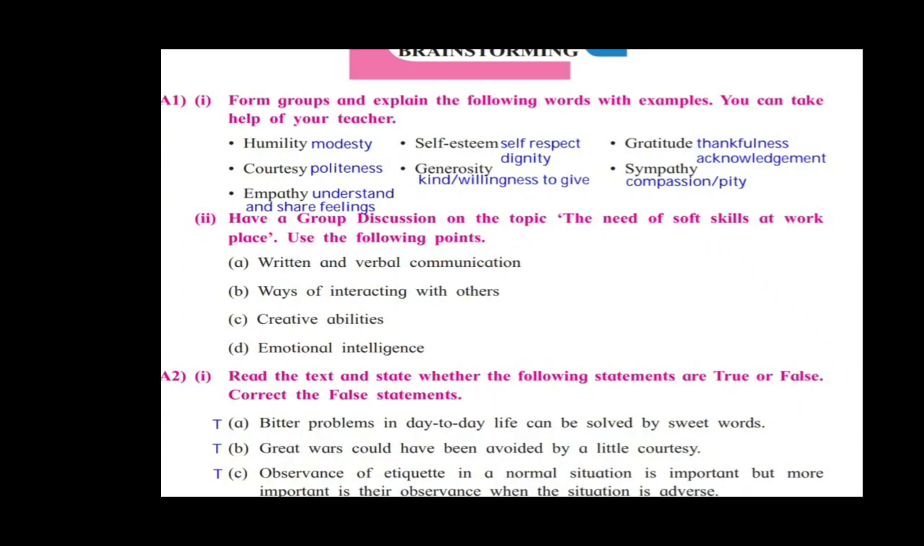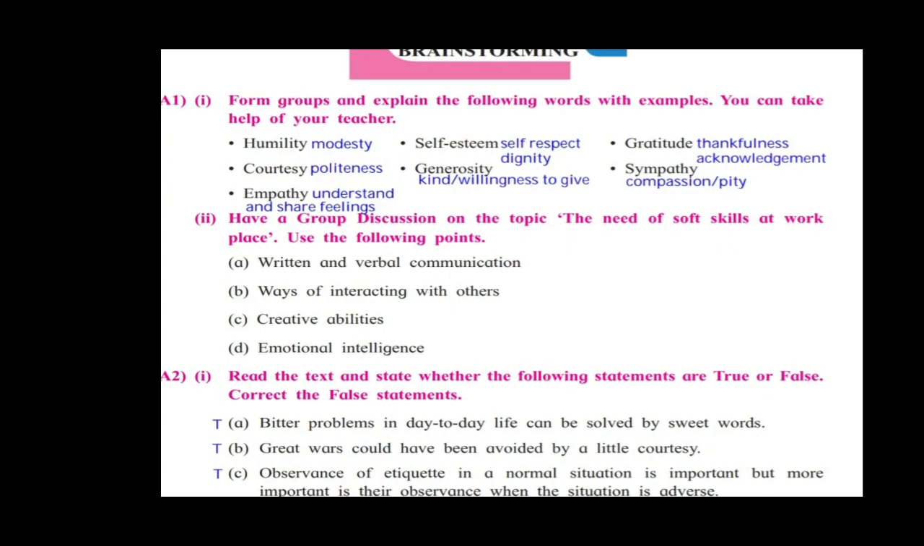So the very first activity is that the first word is humility. Humility, modesty. All right, self esteem, that means self respect, dignity. You have to explain the following words with examples. Gratitude, that is thankfulness, or you can say acknowledgement. Courtesy, politeness. Generosity, that is kind or willingness to give. Sympathy, compassion or pity. Empathy, that means to understand and to share the feelings.